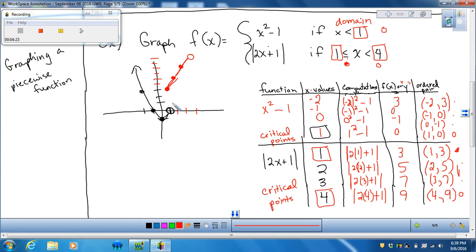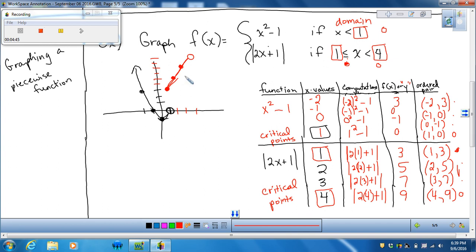So when we come over here to graph it, 1, 3, closed circle, 2, 5, regular point, 3, 7, regular point, 4, 9, open circle, and we just connect all the points in between. And this is the completed piecewise function. F of x equals x squared minus 1 if x is less than 1, absolute value of 2x plus 1 if 1 is less than or equal to x is less than 4.